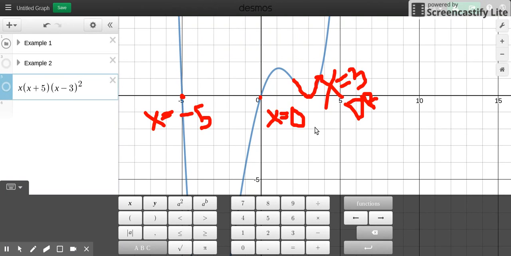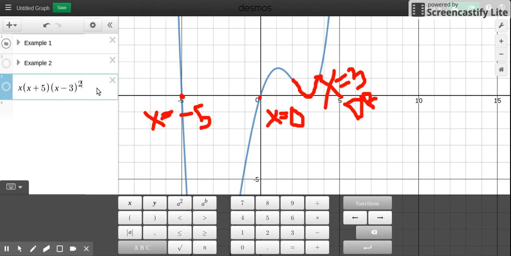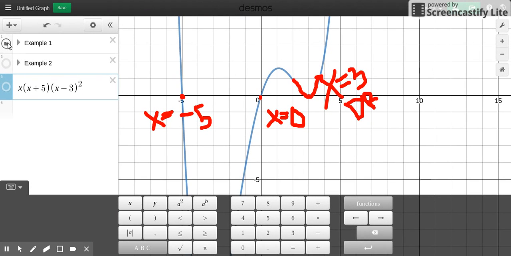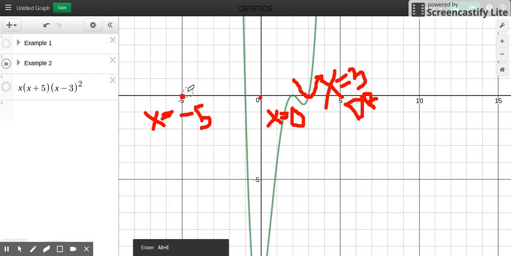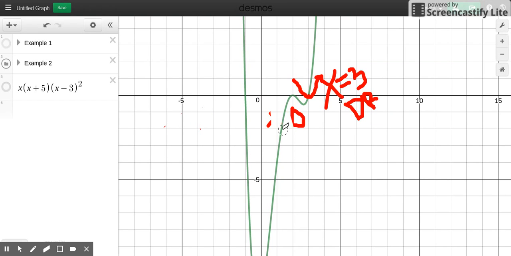Okay, so when you're doing this, you want to look at the zeros. So let's do another example. So let's turn this one off, and let's turn this one on. And let's erase this stuff. So this time, let's look at all of our zeros. So we've got zeros at, sorry, bear with me for a second.